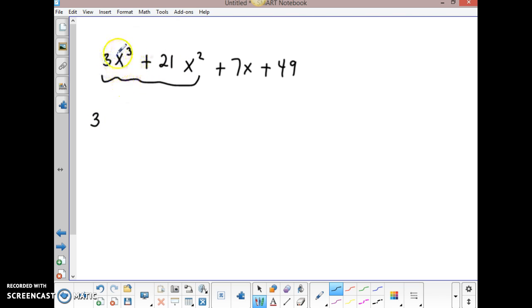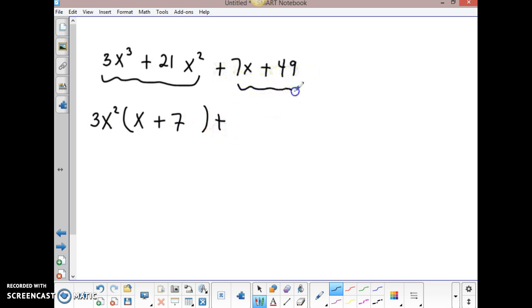Now we have x times x times x to give us x cubed. And here we have x times x to give us x squared. So we can identify that we have x squared in common. Now to find out what's left, you take 3x cubed, you divide by 3x squared, you end up with an x, plus, now 21x squared divided by 3x squared is actually a 7. You put the plus down.